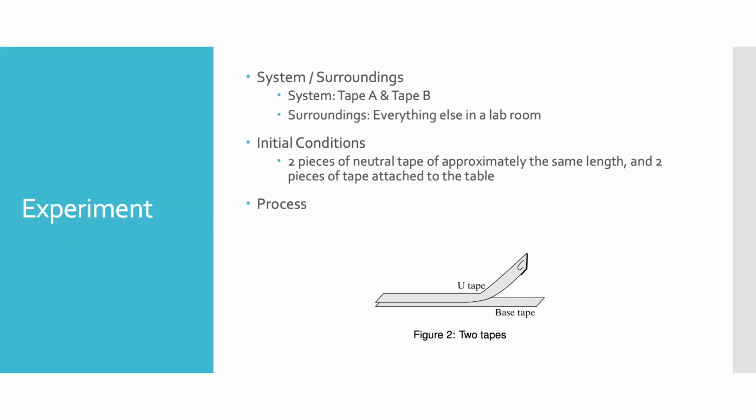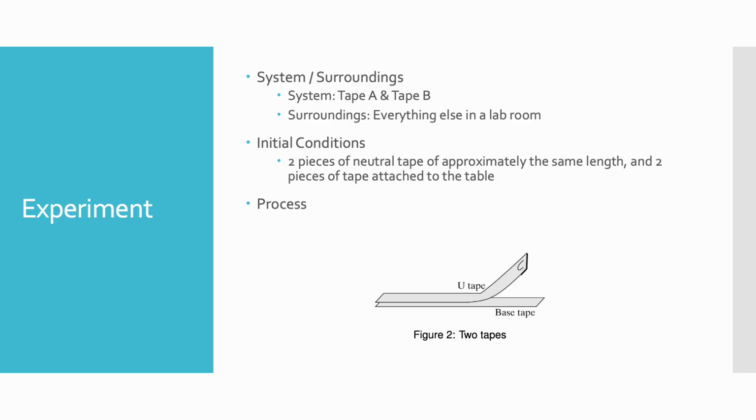Now moving on to the experiment. The system in this experiment were tapes A and B, and the surroundings were everything else in the lab room. My initial conditions were two pieces of neutral tape of approximately the same length and two pieces of tape attached to the table. The process for this experiment was then to tear off each piece of tape from the bottom piece at the same time.